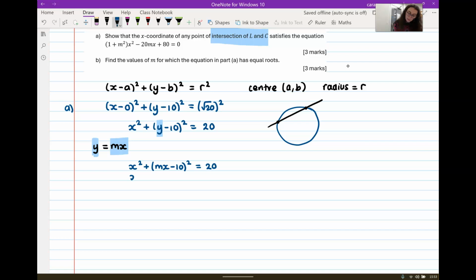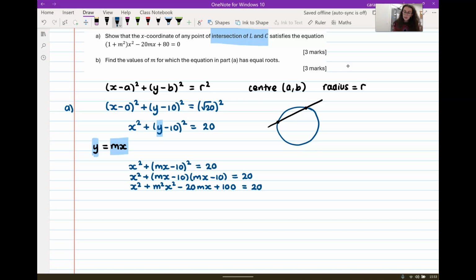Now, if I multiply out the brackets, and again, I really like to remind myself that if I'm squaring a bracket, I'm multiplying it by itself. And if I do that, I get x² + m²x² − 20mx + 100 = 20.